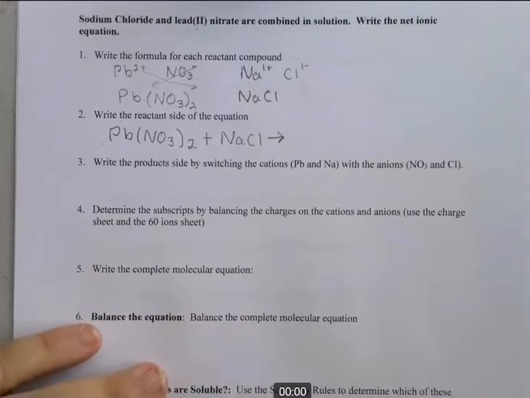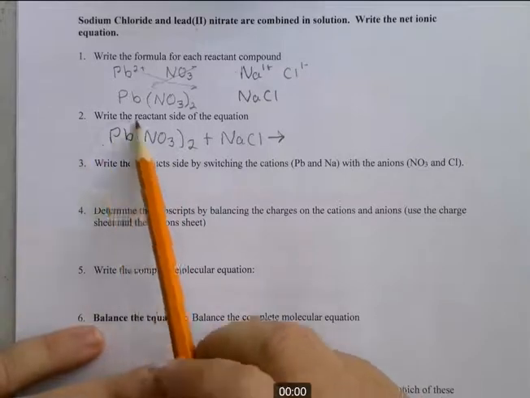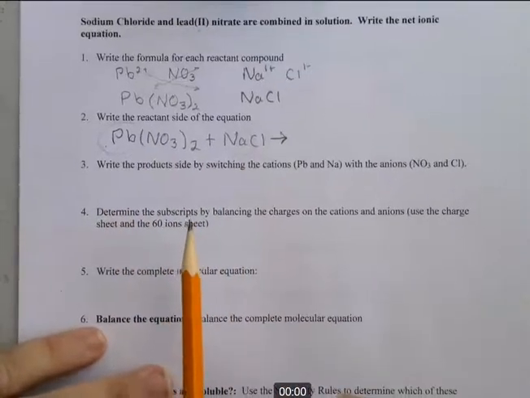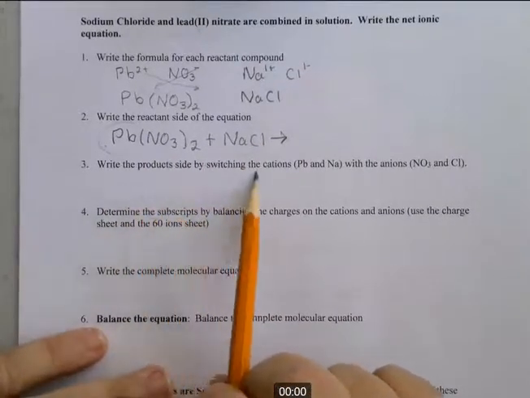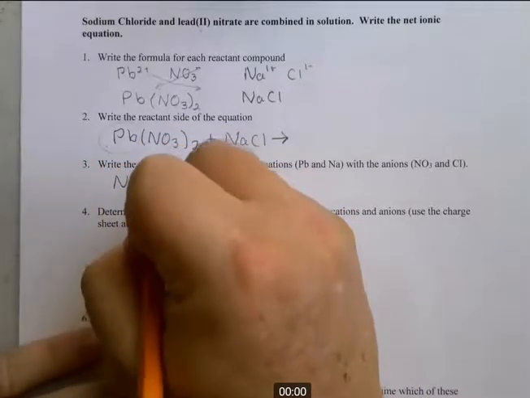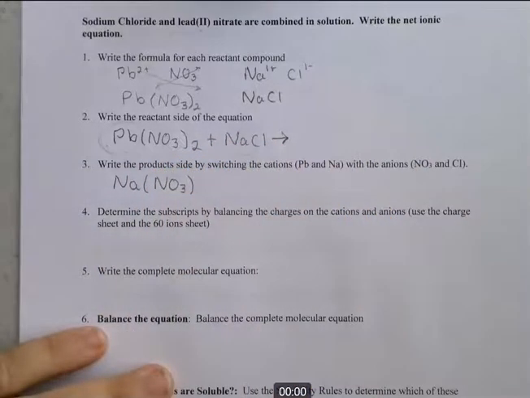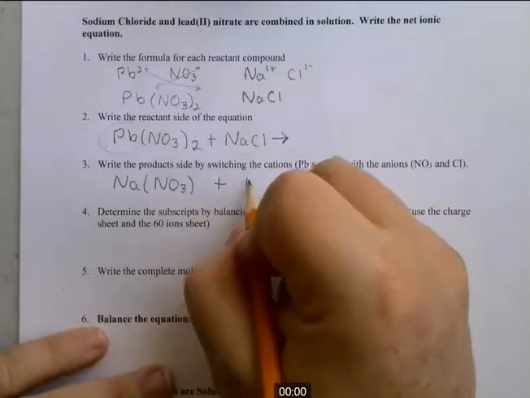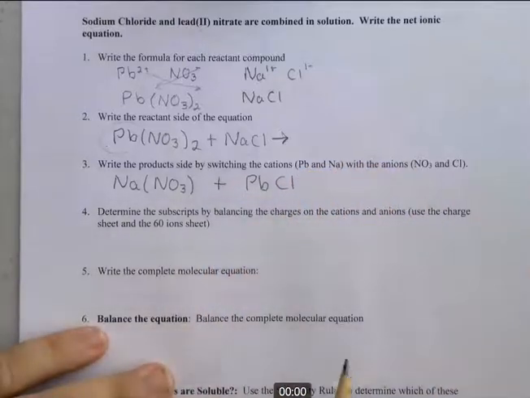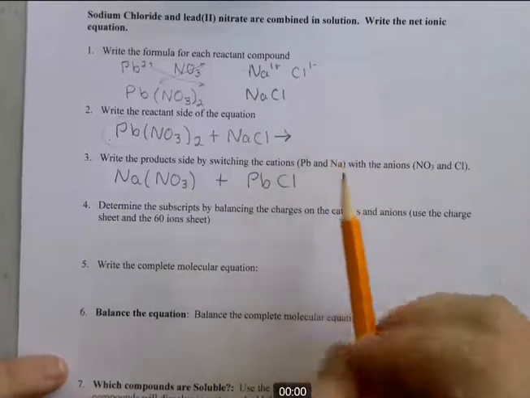That's the reactant side. Now it's a double replacement reaction, so we're going to swap dance partners here. This cation is going to come over and take the place of this cation, and they're going to swap places. So now what you have is write the product side. So that's going to be Na, NO3 plus Pb Cl. Okay. So now that's the product side. That's what goes over on this side of the arrow.